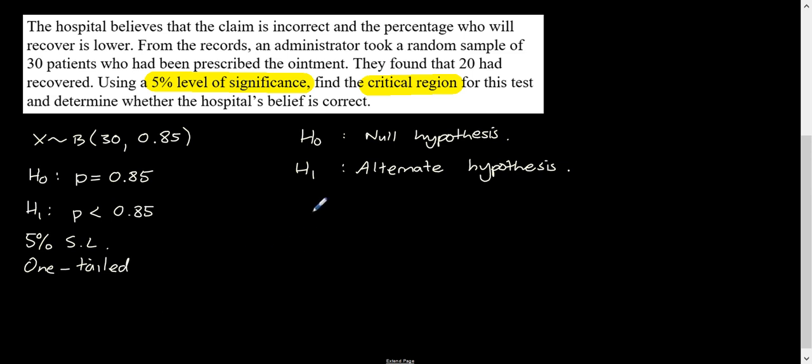So we want to find this critical region. We've set up our hypothesis test mathematically. Now we get to the business of finding the critical region. Remember, this is what value out of 30 patients, how many would have to recover in order to be considered significant or not significant. Okay, so that's what we're going to get to.